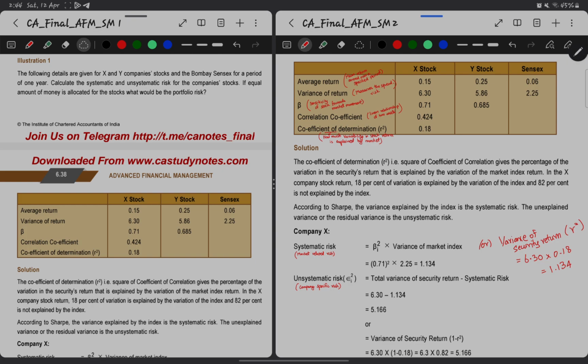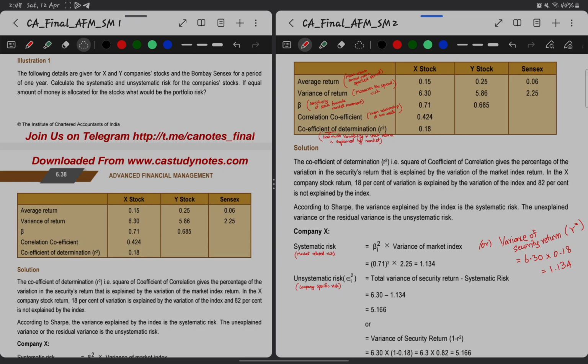So as clearly stated, the coefficient of determination R square, that is square of coefficient of correlation, gives the percentage of the variation in the security's return that is explained by the variation of the market index return. In the X company stock return, 18% of variation is explained by the variation of the index and 82% is not explained by the index. So according to Sharpe, the variance explained by the index is the systematic risk. The unexplained variation or the residual variation is the unsystematic risk.